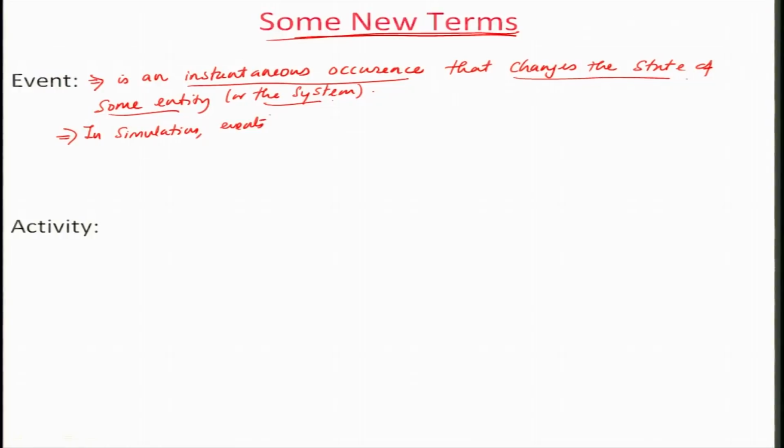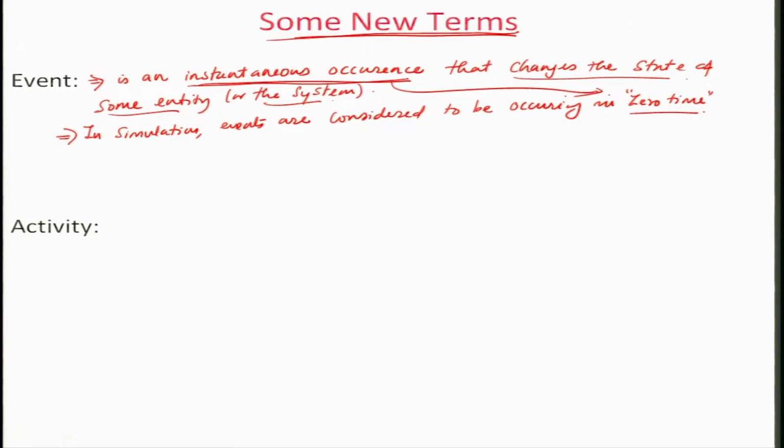And in simulation, events are considered to be occurring in zero time, which means the time taken for an event to occur is pretty much zero, which means it's an instantaneous occurrence. This is what we call zero time.